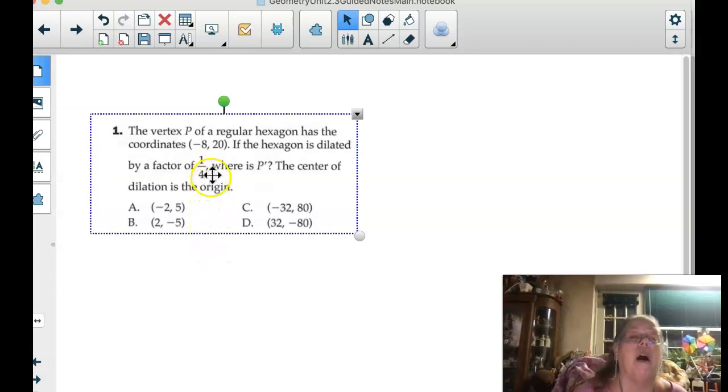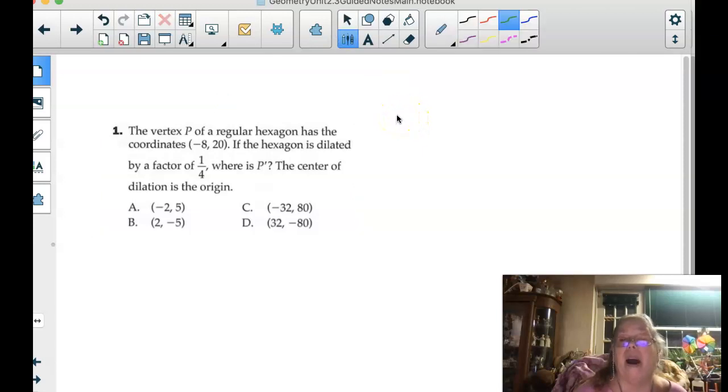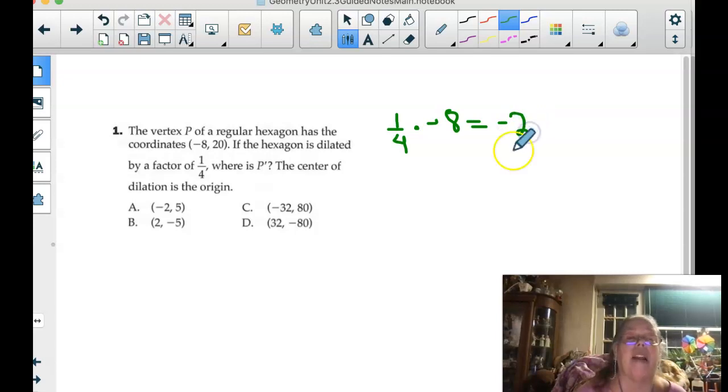Watch what I'm going to do. I'm going to do 1/4 times -8. What is 1/4 times -8? You can do it on your calculator if you don't know it, and it's okay. A positive times a negative is going to be a negative. So 1/4 times -8, we know it's going to be a negative. And 8 divided by 4 is 2. So my x-coordinate is going to be -2, which basically gives us the answer.